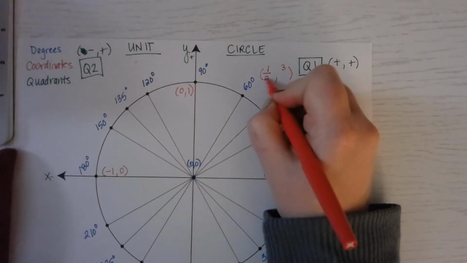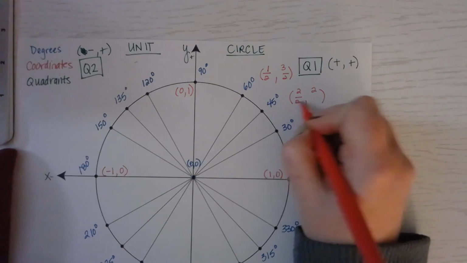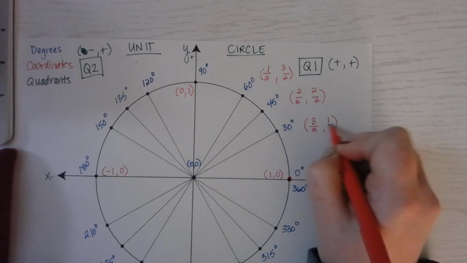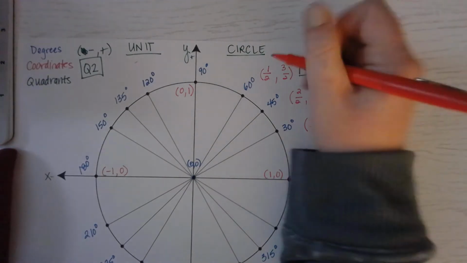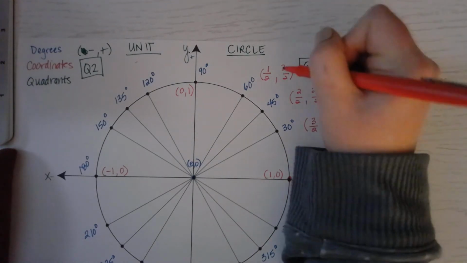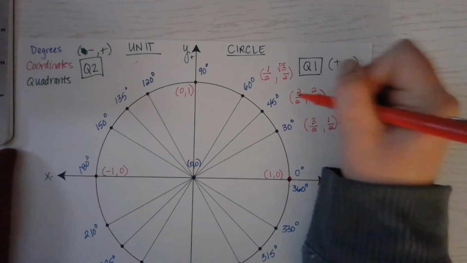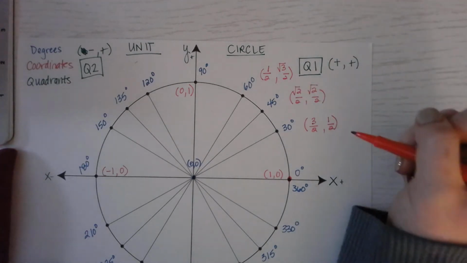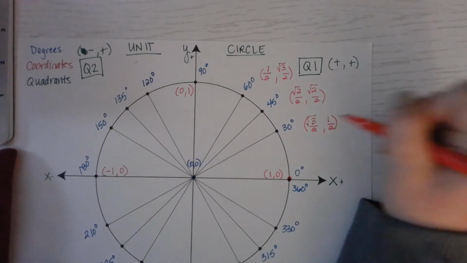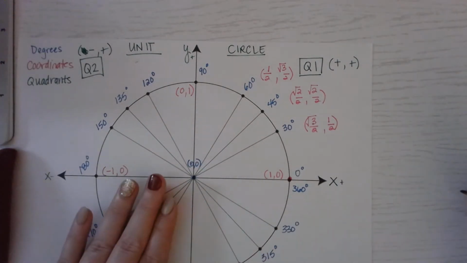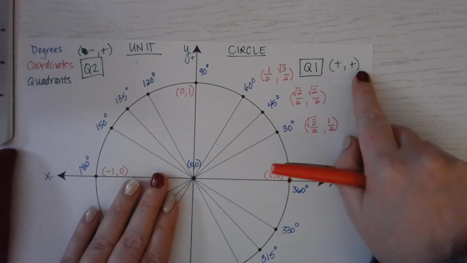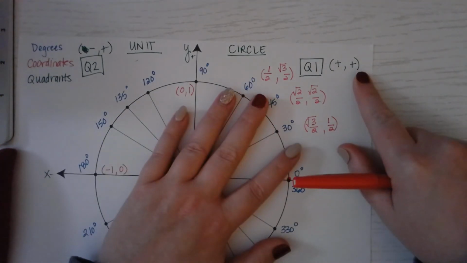Divide everything by 2. And square root all of the numerators. And notice that square root of 1 will simplify to 1. Square root of 3 does not simplify. Square root of 2 does not simplify. Square root of 3 does not simplify, but square root of 1 will simplify to 1. And now I have quadrant 1 finished, verifying that my x and y values are all positive.